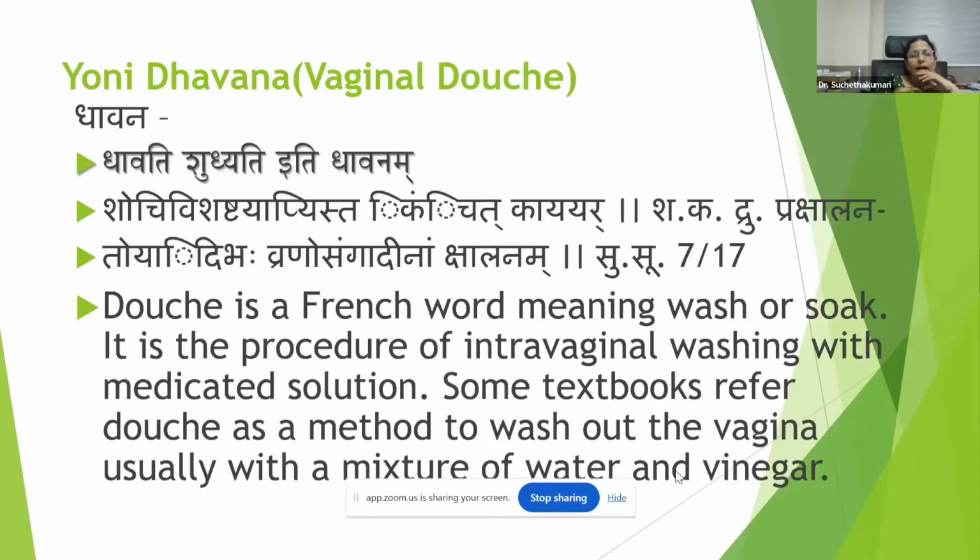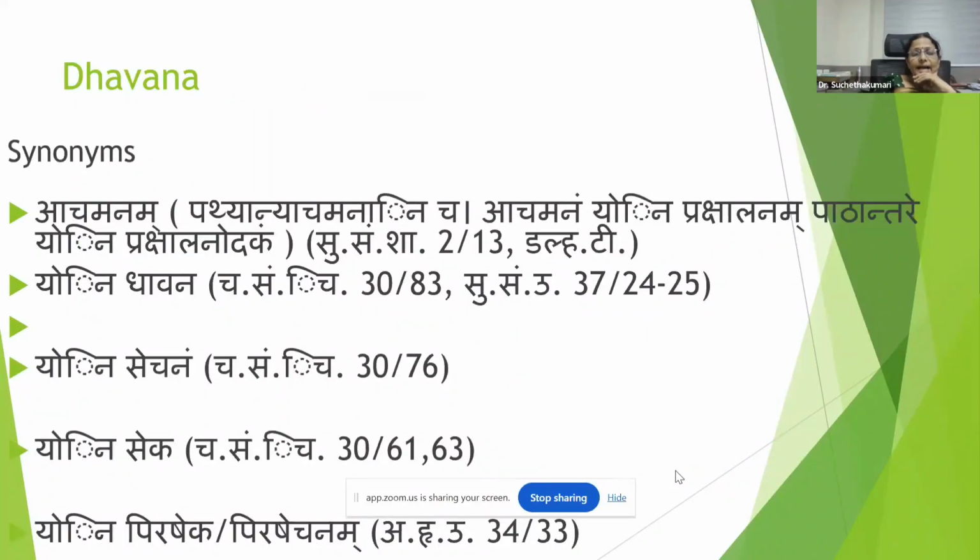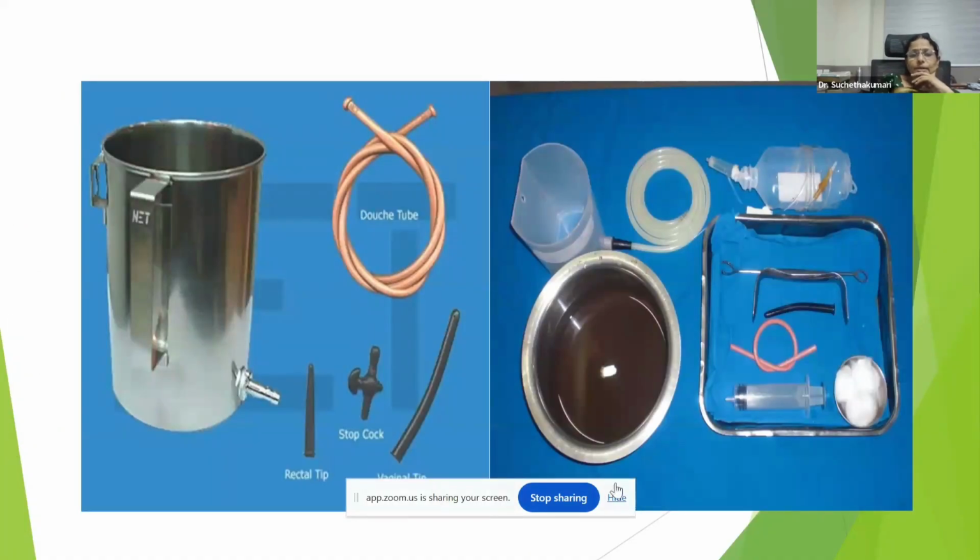Next is the Yoni Dhavana or the vaginal douche. The word douche means to wash or soak. So it is the procedure of intravaginal washing with a medicated solution. Some of the synonyms are achamana, and it is also called yoni seka, yoni parisheka, yoni sechana, etc. Here we have the instruments which are used for giving the douche. Once again, not going into detail.